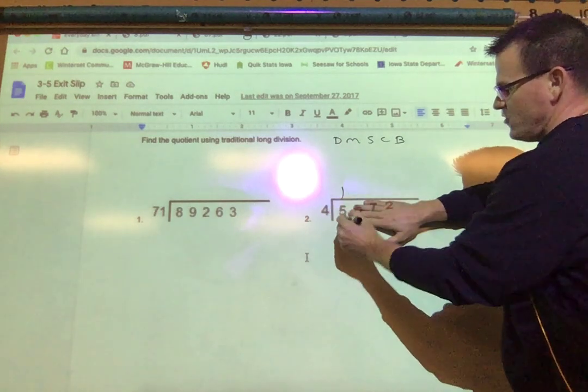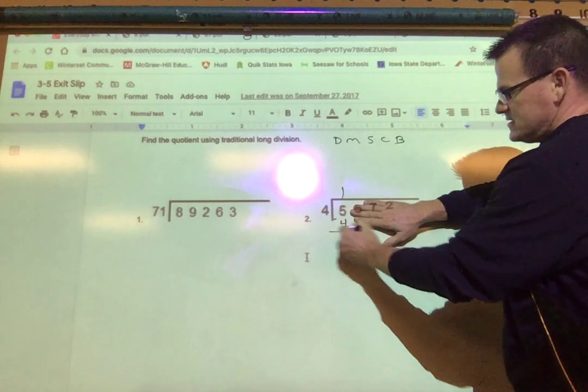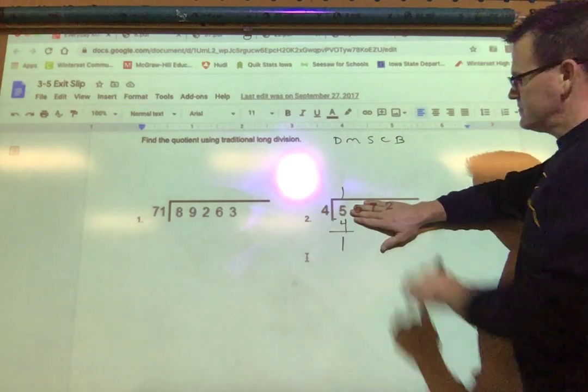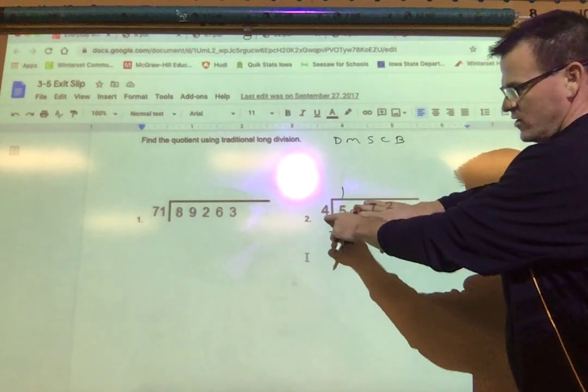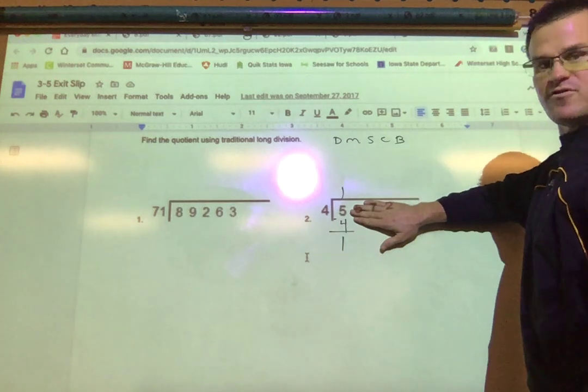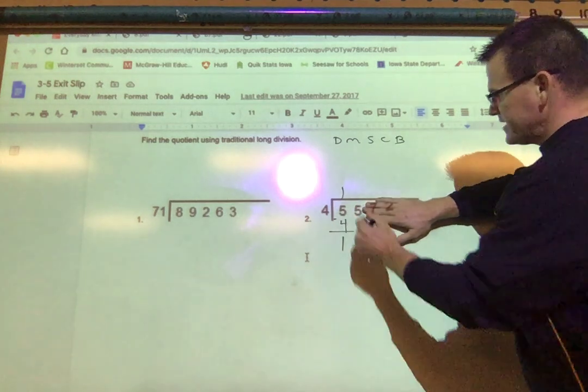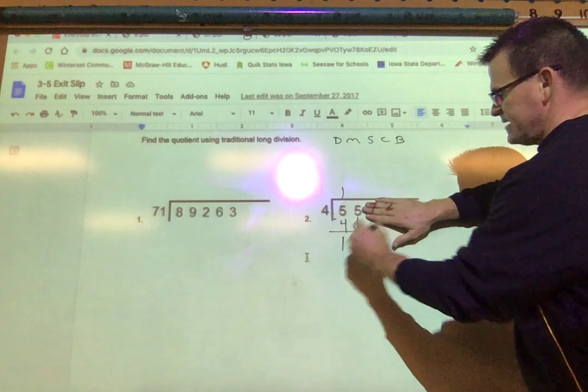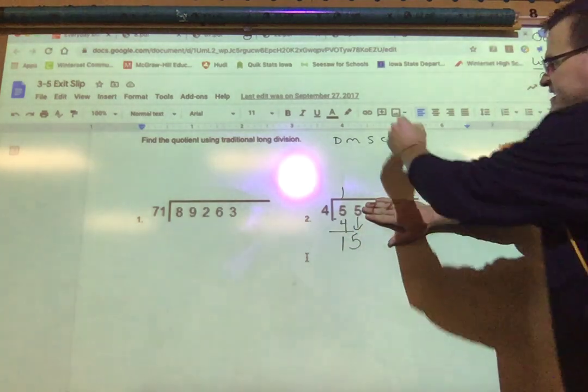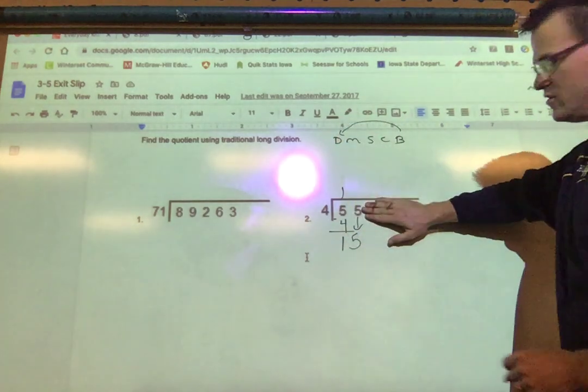1 times 4 is 4. Keep it all lined up. Subtract. I get 1. Check. Is 1 less than 4? Yep, then I couldn't make another group of 4, so I'm good. Next step, bring down. One thing at a time. Stay nice and organized. So now I have 15. After I bring down, I start all over again.